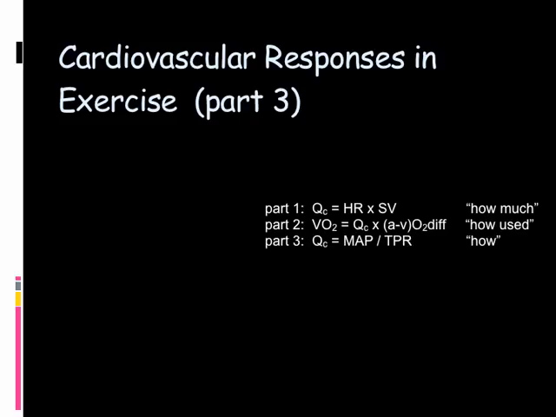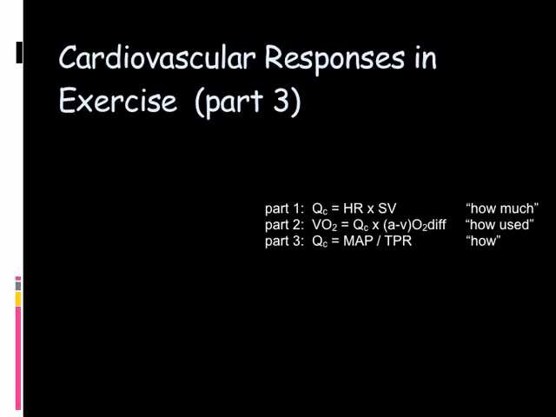This is the third lecture dealing with cardiovascular responses in exercise. Just as a reminder, in part 1, we looked at the relationship between cardiac output and heart rate and stroke volume. And basically this was talking about how much blood is pumped each minute. Mathematically, what is the cardiac output? In part 2, we looked at the Fick equation. And that again involved cardiac output, but this time it was, how is the cardiac output used?